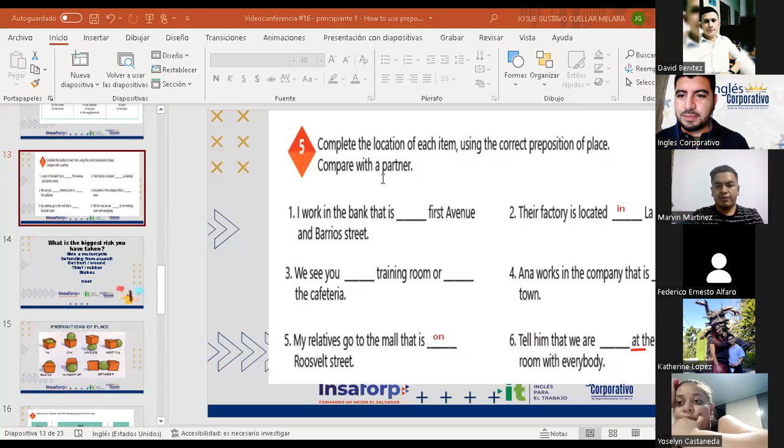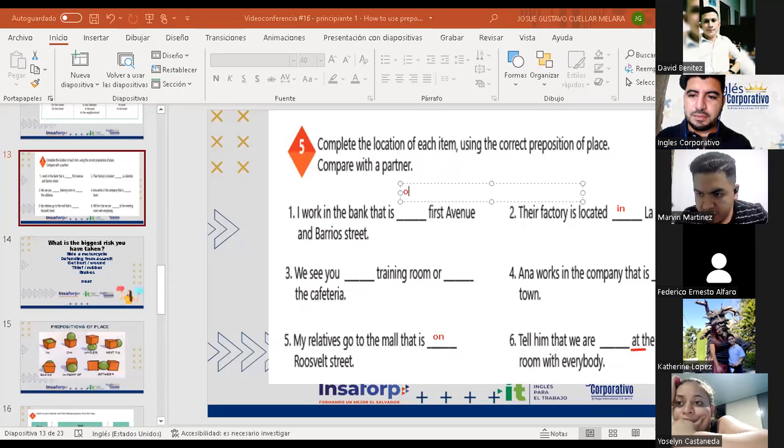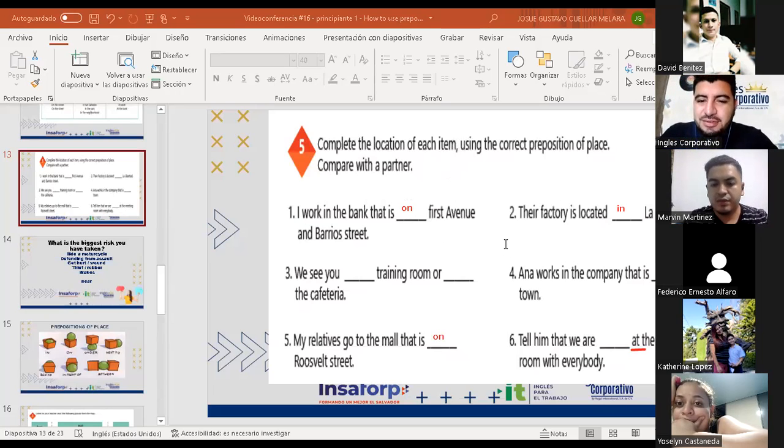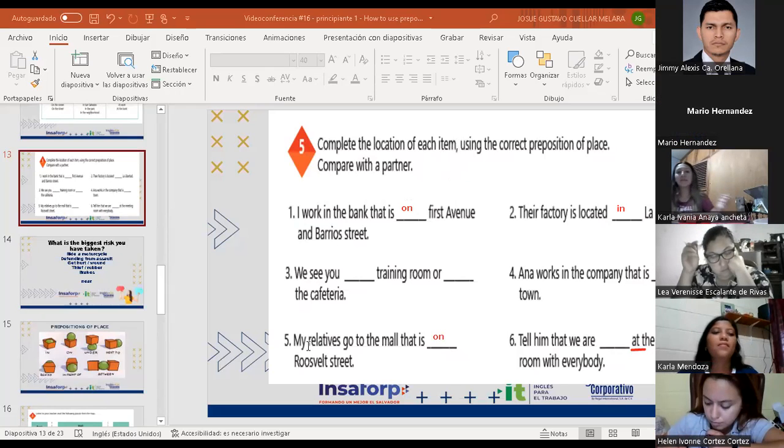Number one, work in the bank that is on First Avenue. First Avenue. Barrios Street. Thank you. Okay, Carly, ready? And then we go with Leah.